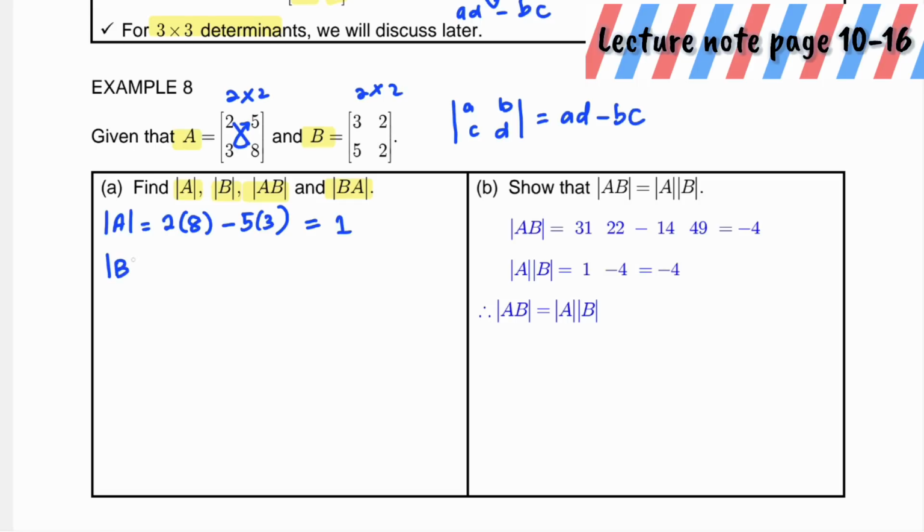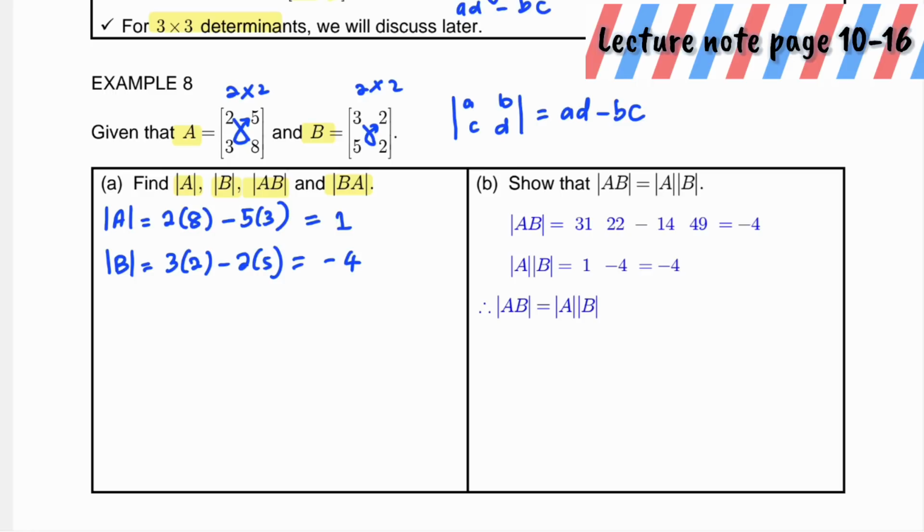Next, to find the determinant of B, it's the same process as the way we find the determinant of A, which follows the formula of ad minus bc. So the determinant of B is equal to 3 multiplied with 2 minus 5 multiplied with 2. You just need to calculate to get the final answer, which is -4. And then next, we are going to continue with determinant of AB.